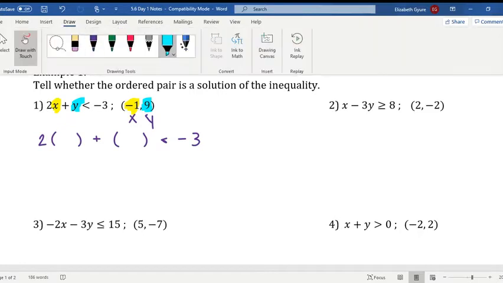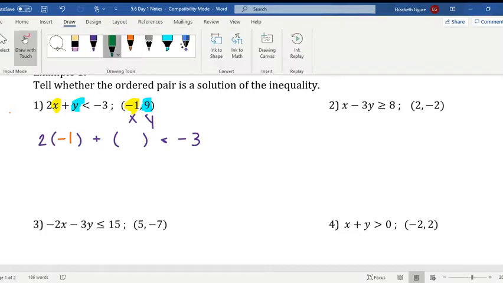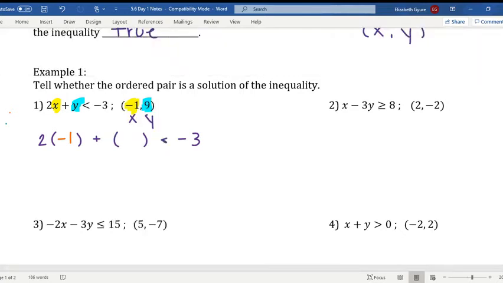So 2 times x. What's our x value that we are plugging in? Someone take a look and let me know. What is our x value, Jake? -1. So 2 times -1 plus, and then our y value. Someone else, what's our y value that we're plugging in? 9. So we have 2 times -1 plus 9 is less than -3. Oh, Lynn, you're here. Hi, Lynn. So we're going to simplify on the left and figure out, is that in fact less than -3?